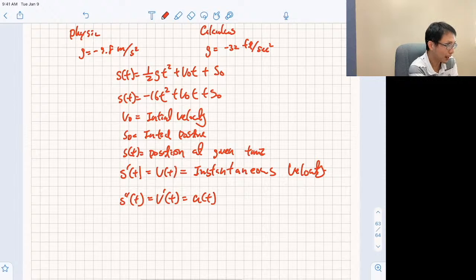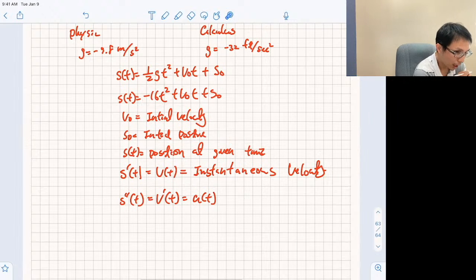And you see why that's negative 32 now, because if I take the second derivative of negative 16t squared, what am I going to get? Negative 32t for the first derivative, and you take it again, it's going to be negative 32 feet per second. That means acceleration is a gravitational constant, in this case, in terms of gravitational force. Are we okay? Am I confusing?